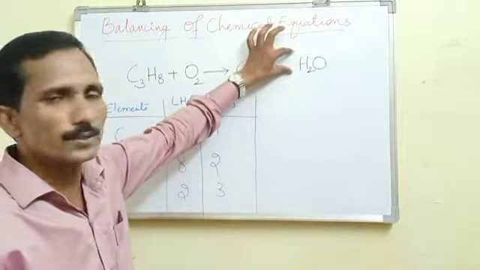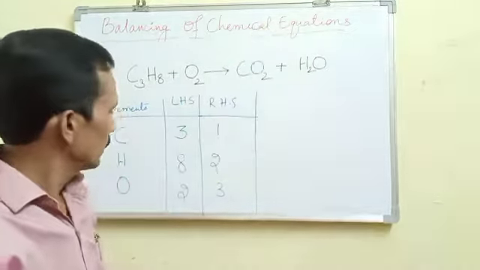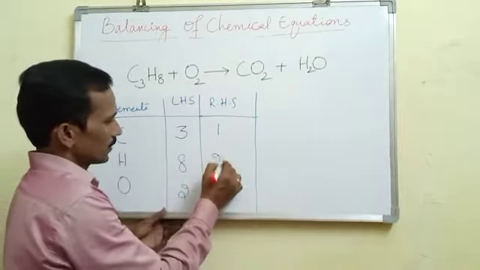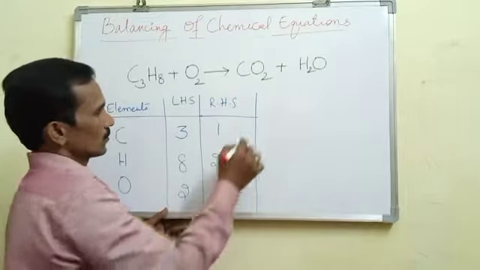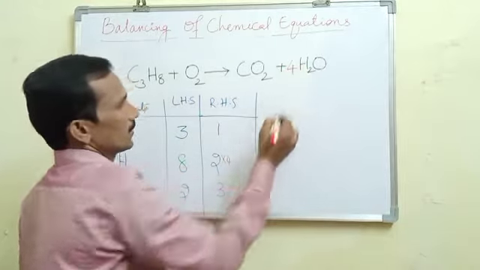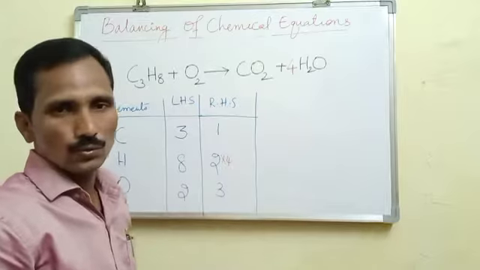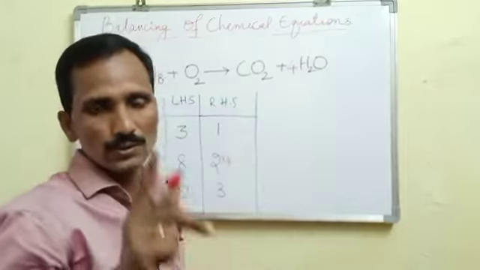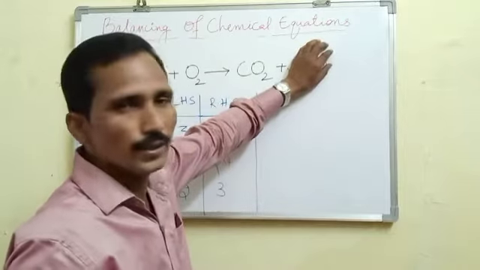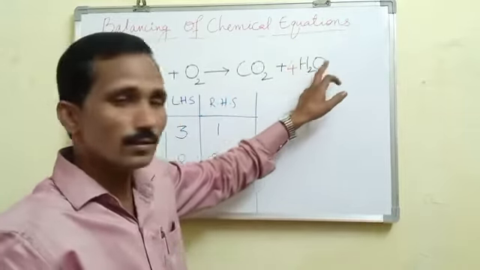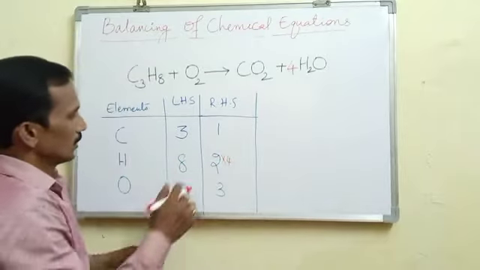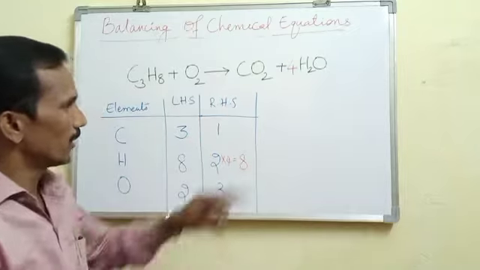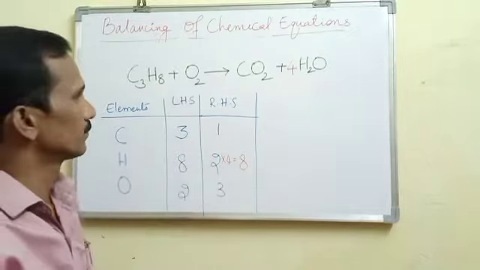We just have to choose multiples to balance that. To become 8, we multiply with 4. So here we multiply the H2O with 4. This 4 multiplies not only hydrogen, it multiplies the whole water H2O, both hydrogen and oxygen. So here it became 8 hydrogens. So hydrogens are balanced here.